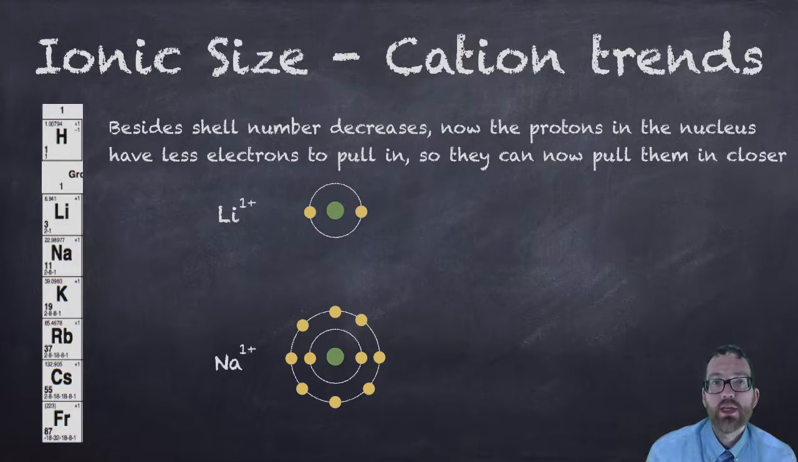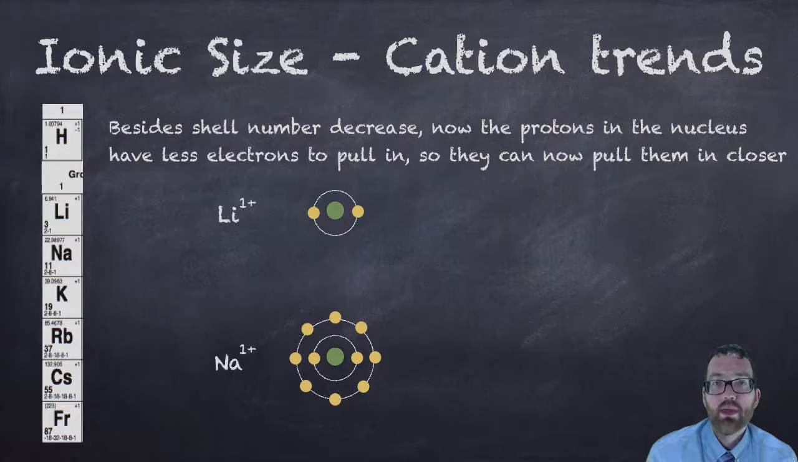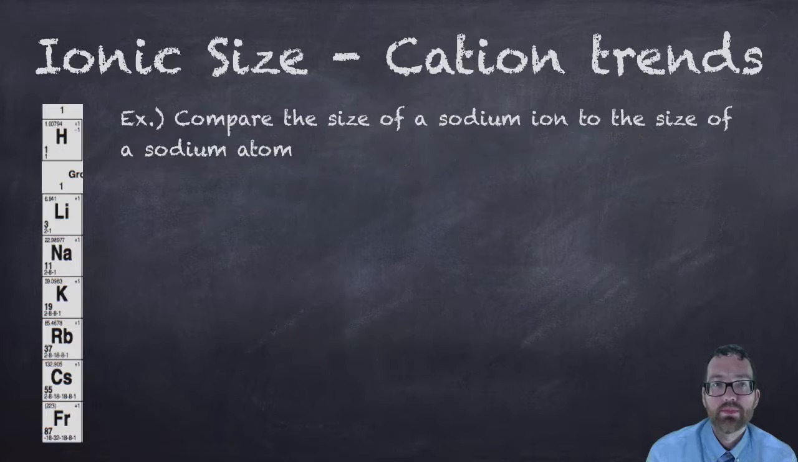Now, besides the shell number decrease, which is making the ions smaller, the protons in the nucleus have fewer electrons to pull in. The pulling power didn't change. We didn't lose protons, but we lost electrons. So now the protons in the middle can pull those outer electrons in closer. So they get smaller when they become cations as well.